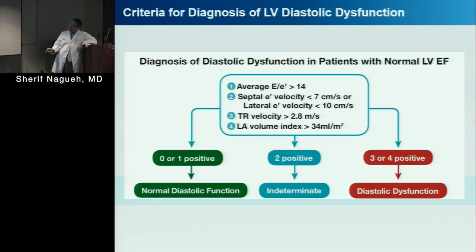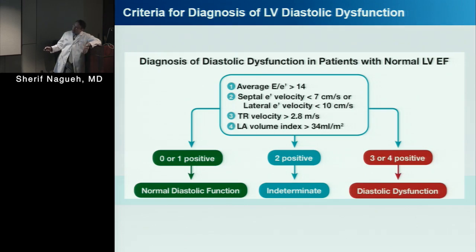So of these variables, one of them is average E to E prime. The cutoff was more than 14. I'll comment on the annular velocities in a moment. A peak TR velocity more than 2.8 meters per second, and an LA maximum volume index of 34 mLs per square meter. This was sort of a consensus decision of keeping these values, but the document actually says if you know normal values for older age groups, so we are not talking about someone who's 30, 40, 50, we're talking someone who's, say, 70. 70 years of age, having an annular velocity of 7 or 10 may be okay, but younger age groups, these values are reasonable.